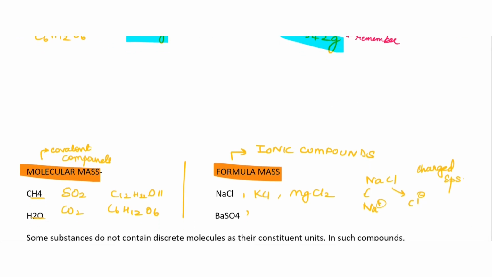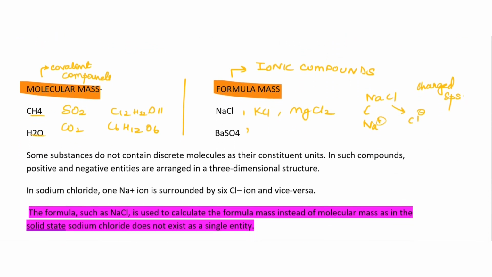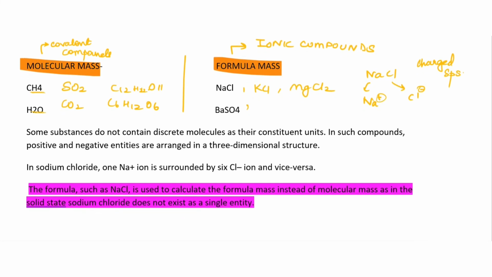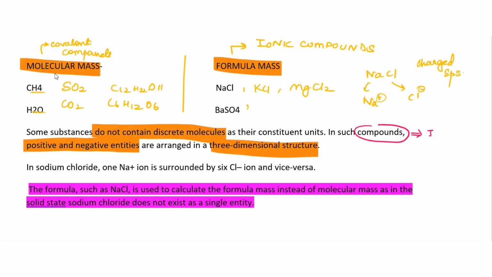These ionic compounds do not contain discrete molecules because they have ions, positive and negative entities, as their discrete units. These positive and negative entities are arranged in a three-dimensional structure. That is why we use a new term, formula mass, and not molecular mass.